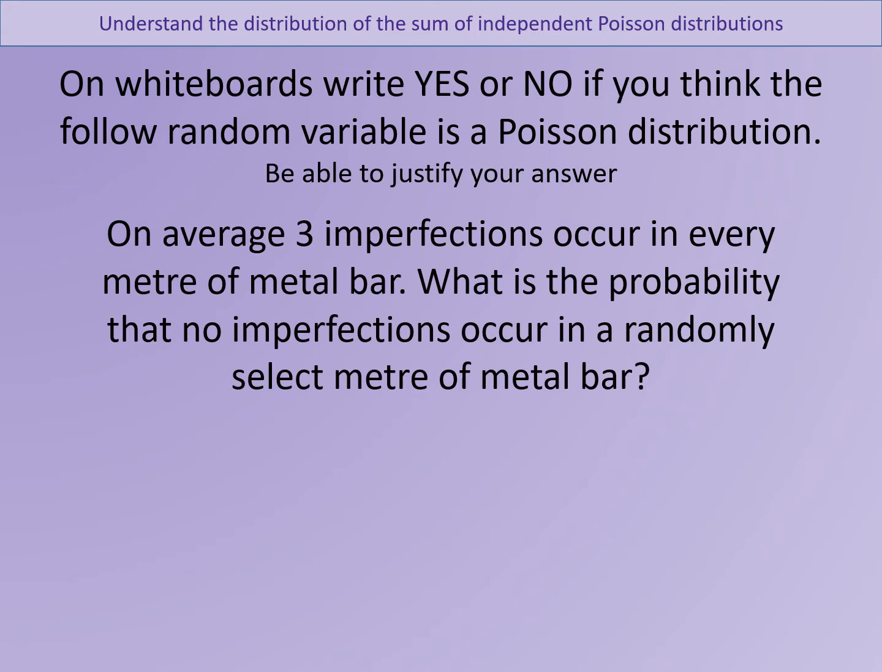If it's known that there are on average 3 imperfections in a metre of metal bar, if we wanted to calculate the probability that in a randomly selected metre of metal bar there will be no imperfections, would this qualify as a Poisson distribution? The answer is yes, and we could model this as X is modelled as a Poisson distribution with a rate of 3.